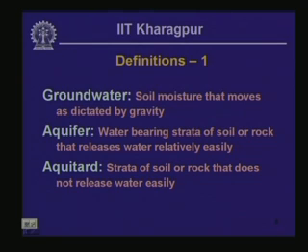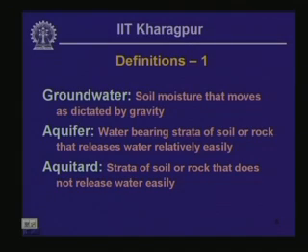Then the second definition that you need to consider here is aquifer. What do we mean by aquifer? An aquifer is a water bearing layer of soil or rock that releases water relatively easily. So if you have got a permeable mass of soil or rock which is saturated, that can be described as an aquifer.